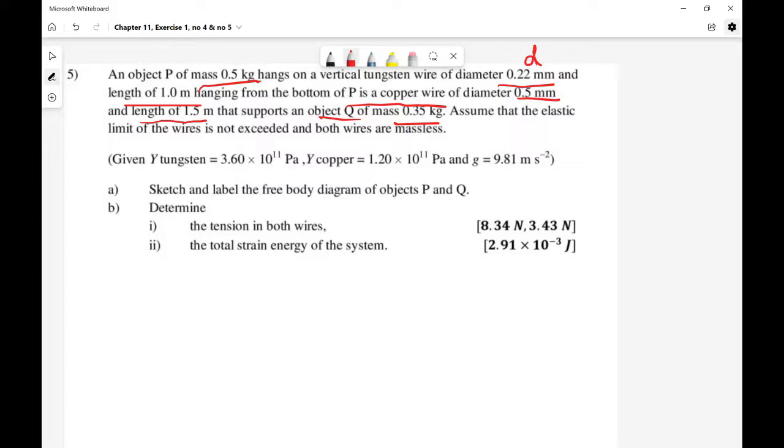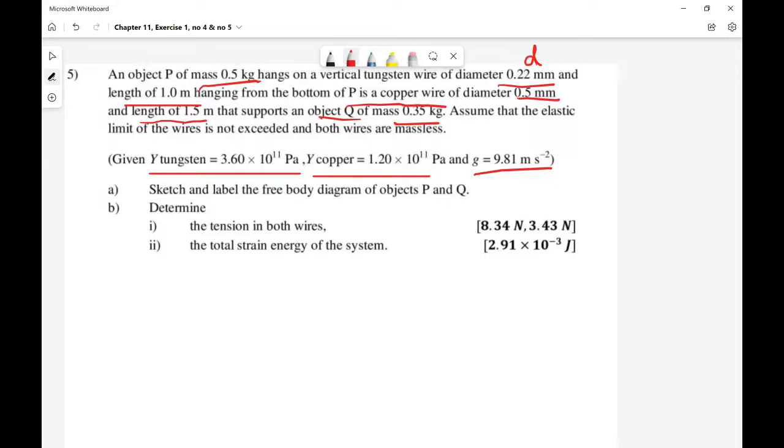Given Young modulus for tungsten is 3.6 times 10 to the power of 11 Pascal. Young modulus for copper is 1.2 times 10 to the power of 11 Pascal. And g, acceleration due to gravity, is 9.81 meter per second squared. Sketch and label the free body diagram of object P and Q.